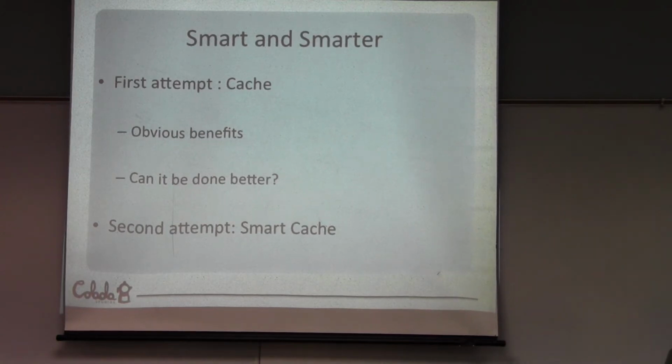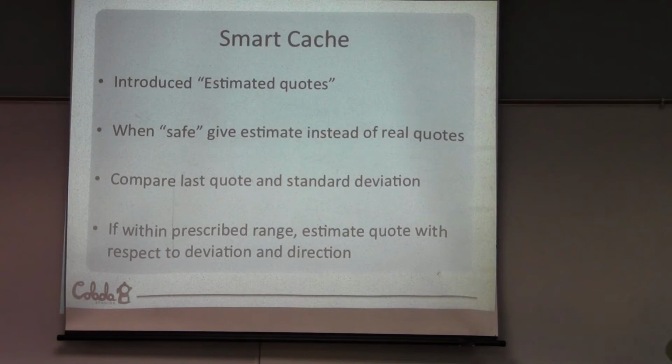But we thought about it a little longer, and we said, you know, we can probably do a little better. So we came up with this idea of a smart cache. Now, a smart cache kind of extends this idea of giving you a cached quote. We came up with something called an estimated quote, and it's exactly what the name describes. We sort of guess what the price of a stock is at the time you ask us. We only give you an estimated quote if we believe that it's safe to give you a guess at this time.